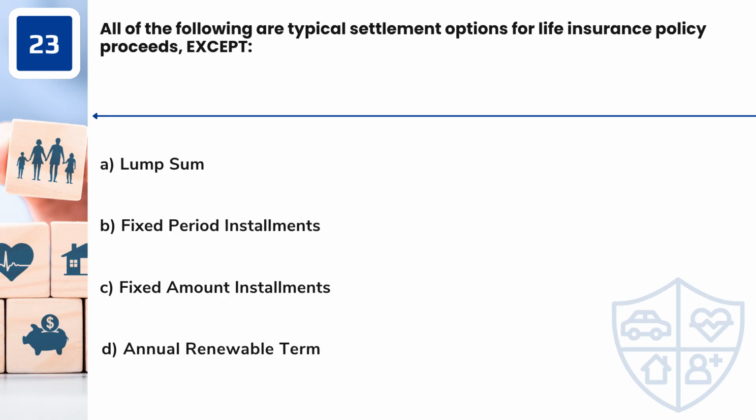Question 23. All of the following are typical settlement options for life insurance policy proceeds, except A. Lump sum. B. Fixed period installments. C. Fixed amount installments. D. Annual renewable term.